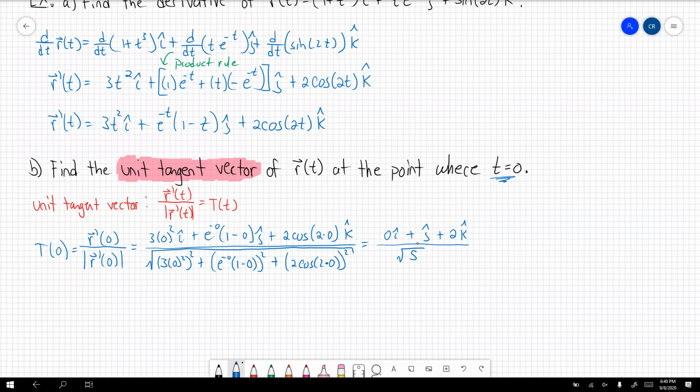Now again, this notation looks kind of weird, and let me tell you, it is weird. So let's go ahead and clean it up, make this a nicer notation. This is 1 over the square root of 5, and that's in the j component, plus 2 over the square root of 5, and that's in its k component. And there it is. This is the unit tangent vector at the point where t is equal to 0.